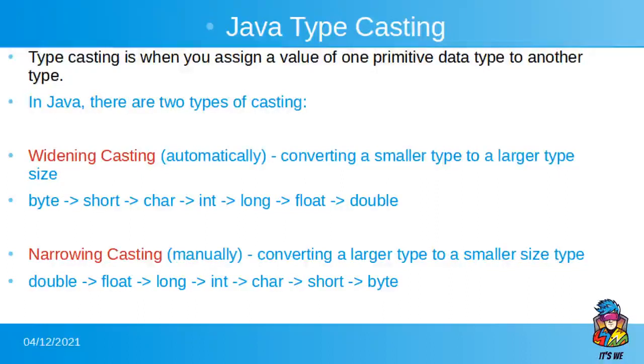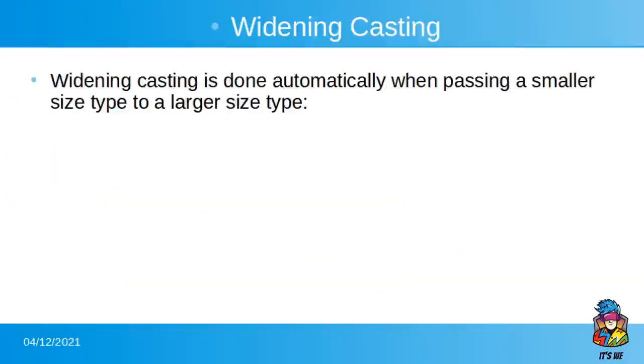Second type is narrowing casting, which means manually converting a larger type to a smaller size type. Like double to float, and long to int to char, and char to short. So, let's see what is widening casting. Widening casting is done automatically when parsing a smaller size type to a larger size type.